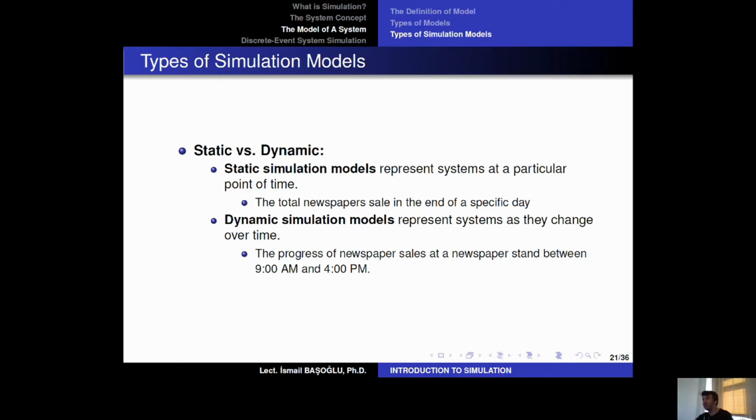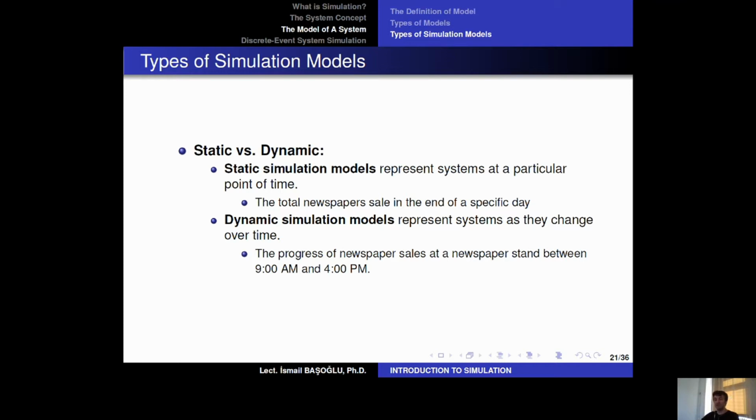Okay, so what was the total demand at the end of the day? How many newspapers did we have at the end of the day? So we can directly study that time point. We are not interested in the occurrences of the sales or the arrivals of the customers. We are just interested in the daily profit, which occurs at the closing time. So for this system, we can create a static simulation model: the total newspaper sale at the end of a specific day. We should not observe the dynamic behavior of the system throughout the day.